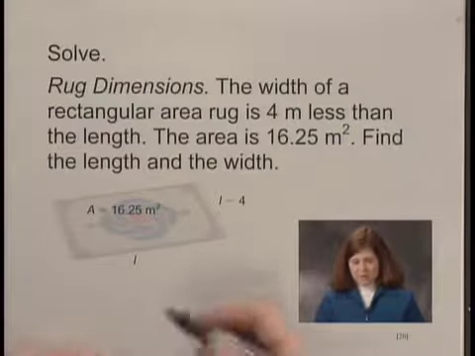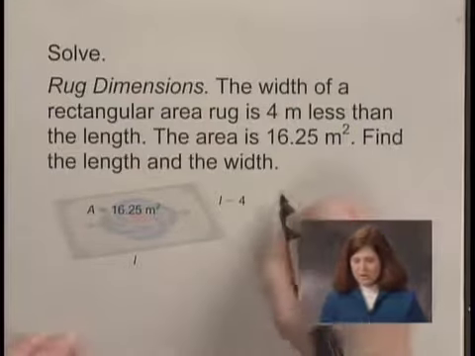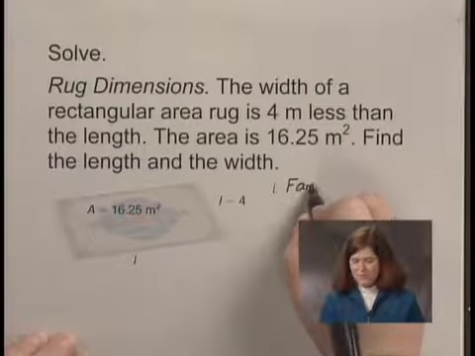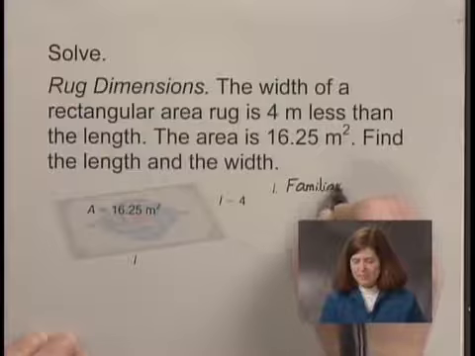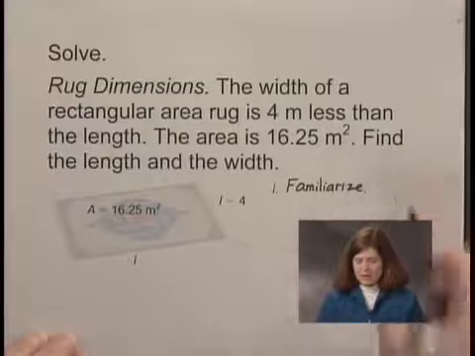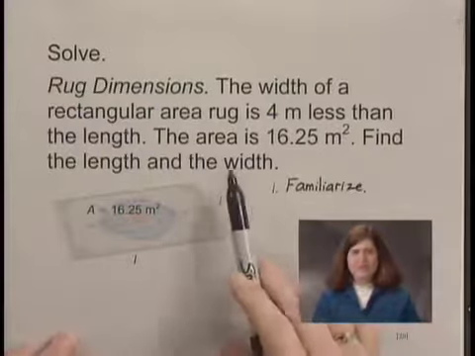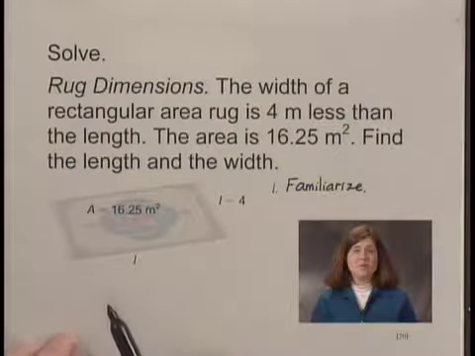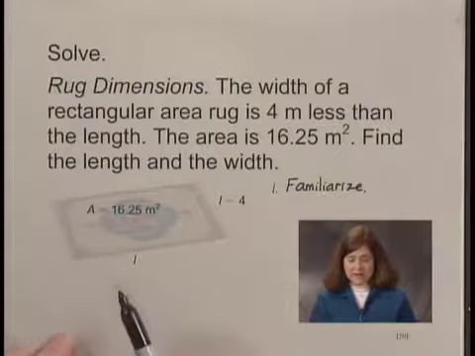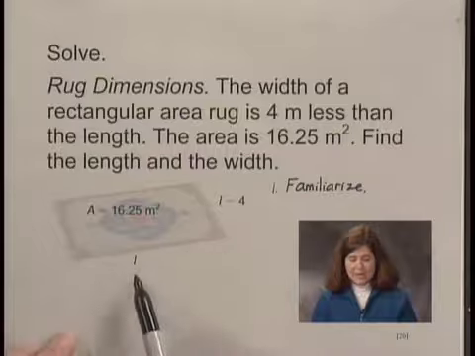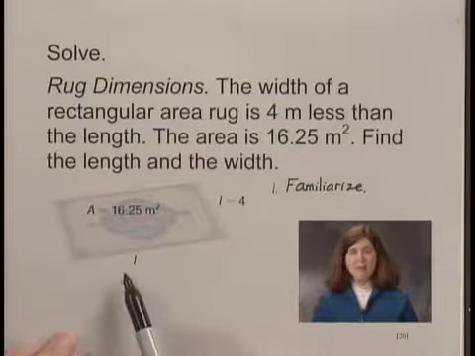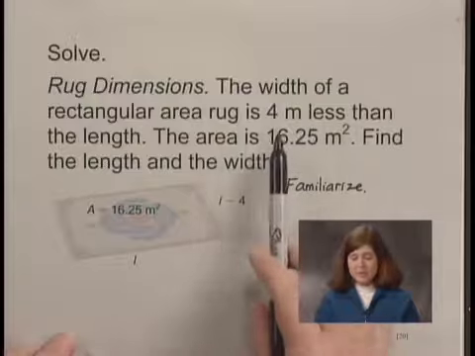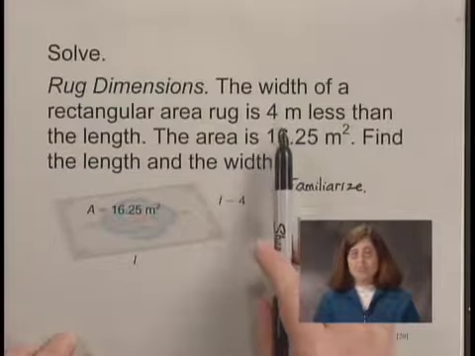We'll approach this problem using our 5-step problem-solving process, and the first step is to familiarize ourselves with the situation. To do that, we could read the problem carefully. In this case, a sketch is provided already for us, so we don't have to make one. We can see from the sketch that the length is labeled L, and the width is labeled L minus 4, because it says in the problem that the width is 4 meters less than the length.